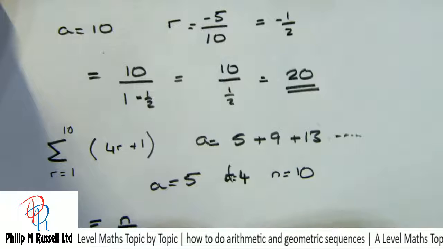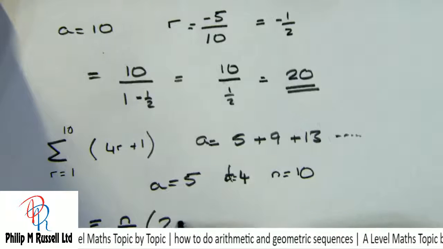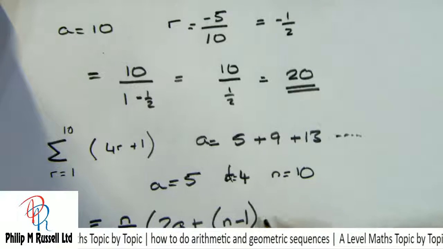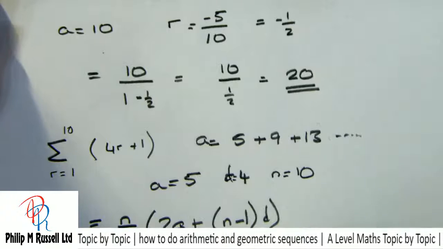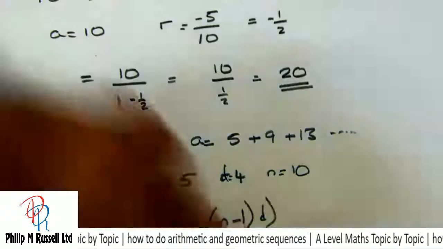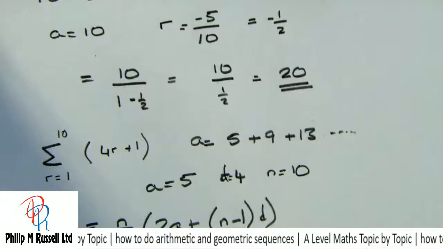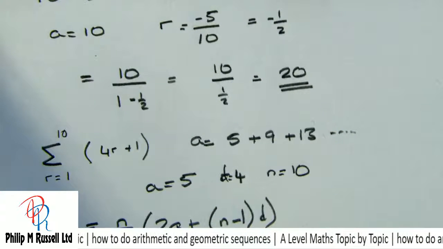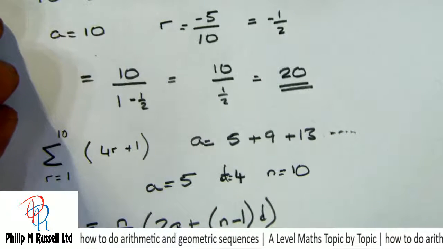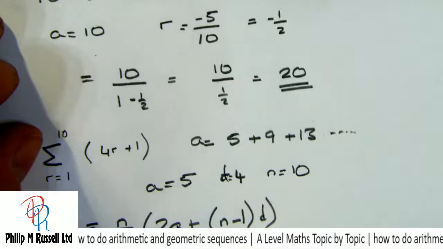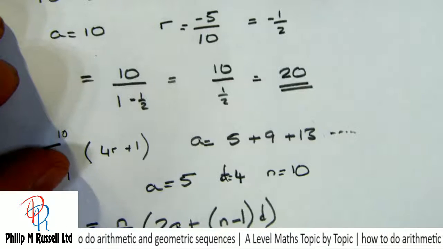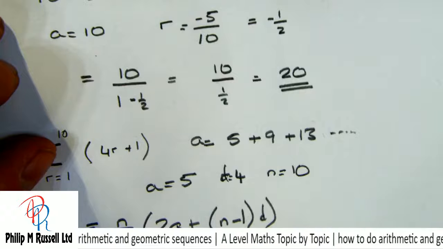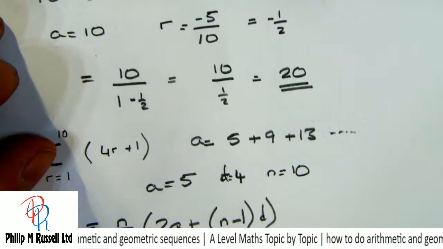So now we can shove this in to work out what my sum is. It's going to be n over 2 times 2a plus n minus 1 times d. Let's work out what that's going to be. Here's your reminder, take a look at arithmetic. Let's try and work this out very quickly then. So that's going to be 10 over 2 times 2 times 5 plus n minus 1, which is going to give us 9 times 4.